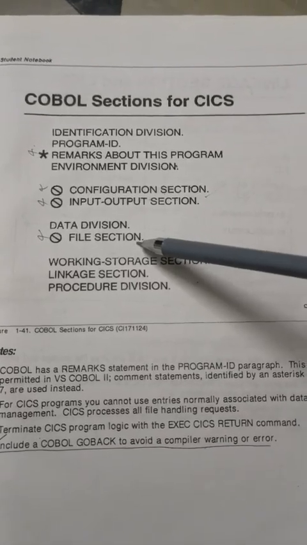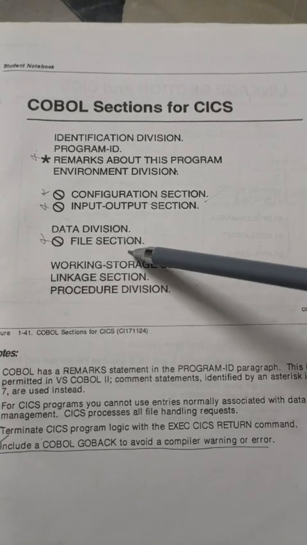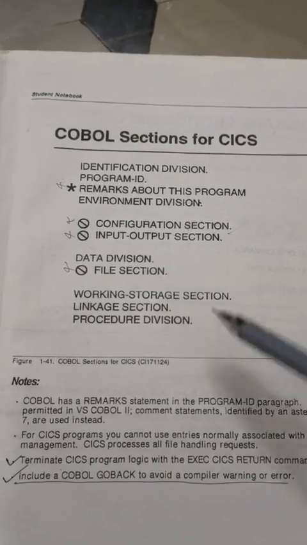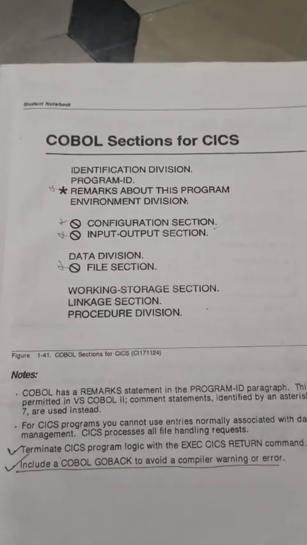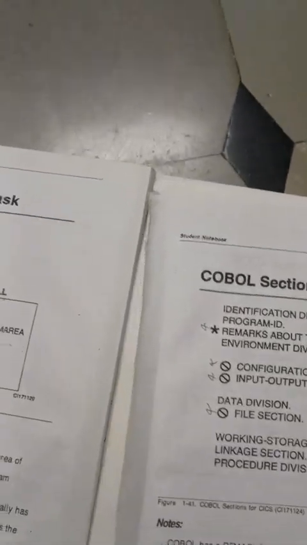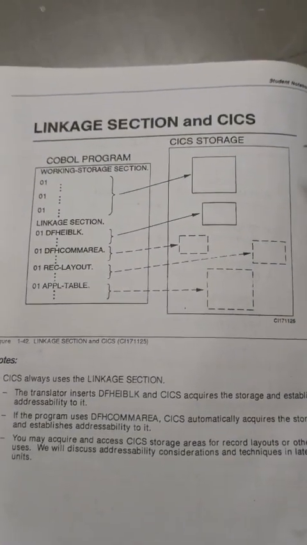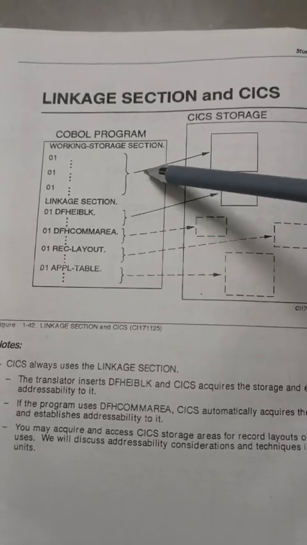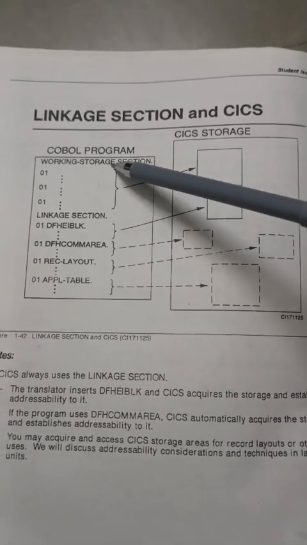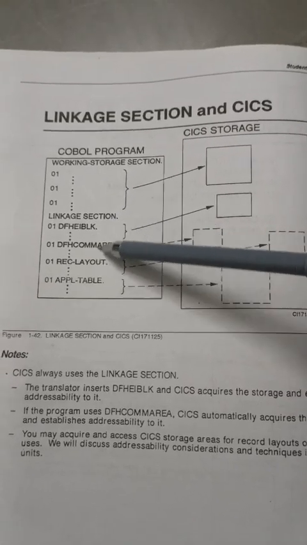In CICS the file section is also not allowed, so we should not code a file section. And this is the linkage section in CICS. What is the linkage section, and what parameters does it have? This is a working storage section, but we know that. But in the system, these are the linkage section.